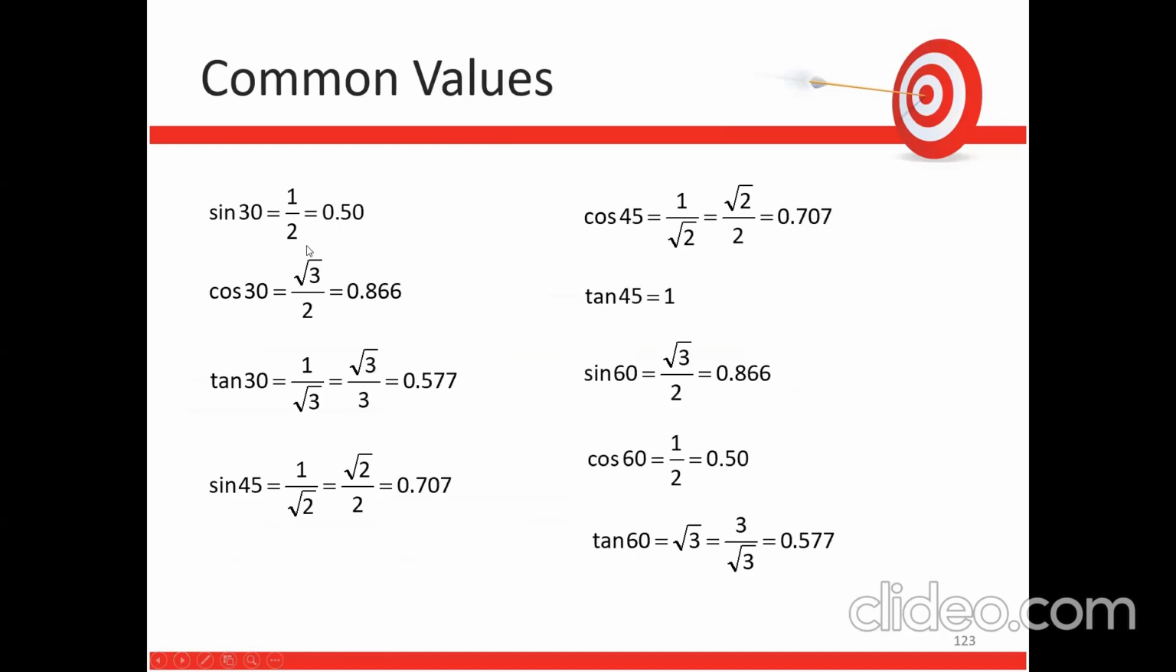Common values. Sin 30 is 1 half or 0.5. Cosine 30 is square root of 3 over 2, or 0.866. So, tangent 30 is 1 over the square root of 3, which is equal to square root of 3 over 3, or 0.577. Ito yung mga common values. Sama yung radical signs. Okay?